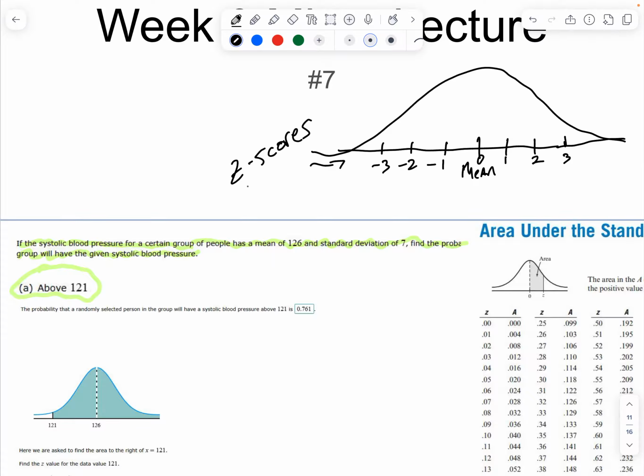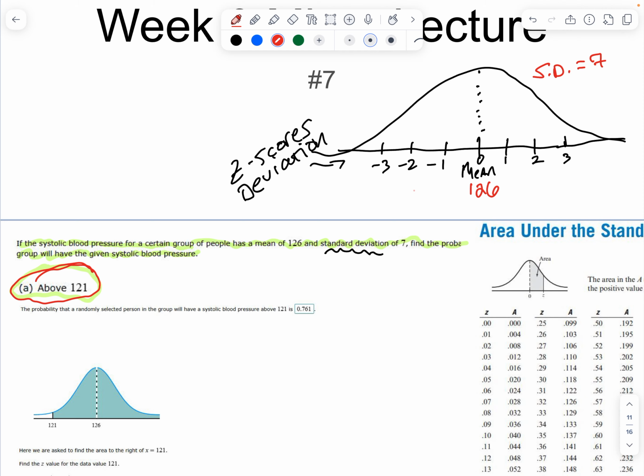or your deviations, right? Because not all data falls directly right smack dab on the mean. Data is going to vary. That's why you have a variation measurement called standard deviation. So let's mark this up. If you figure out that you have a certain group of people that have a mean of 126 for their blood pressure and a standard deviation of 7, find the probability that you, let's just say, randomly grab someone from this group of people and they are above 121.